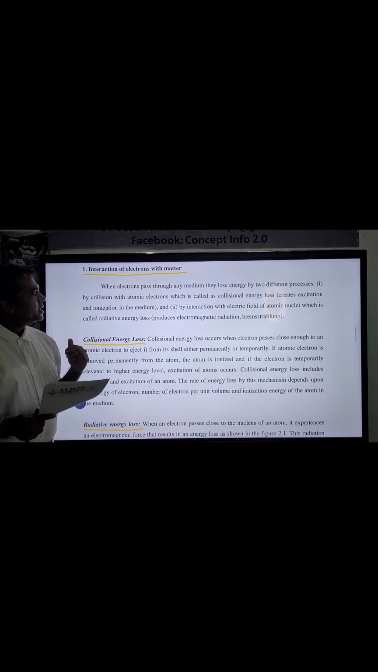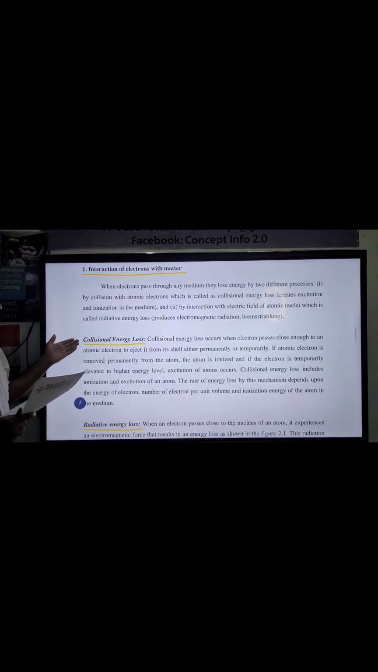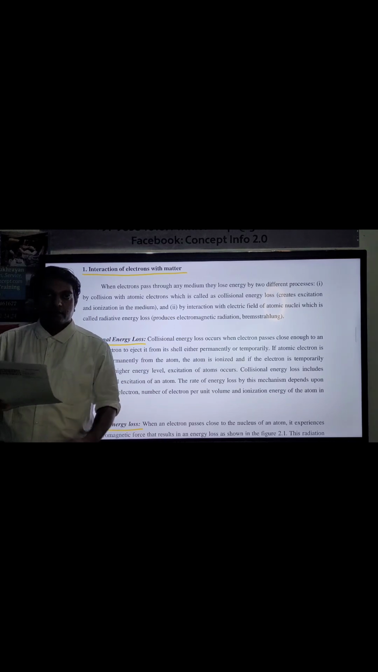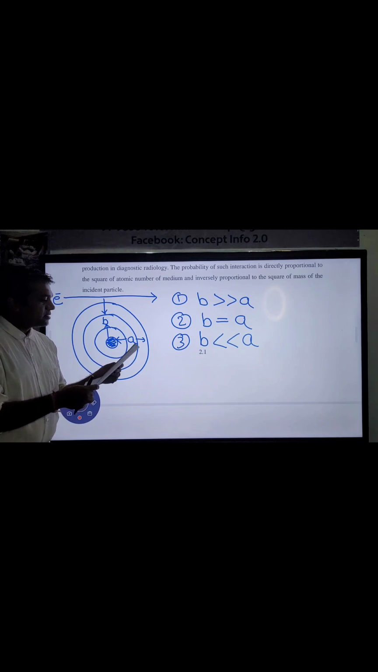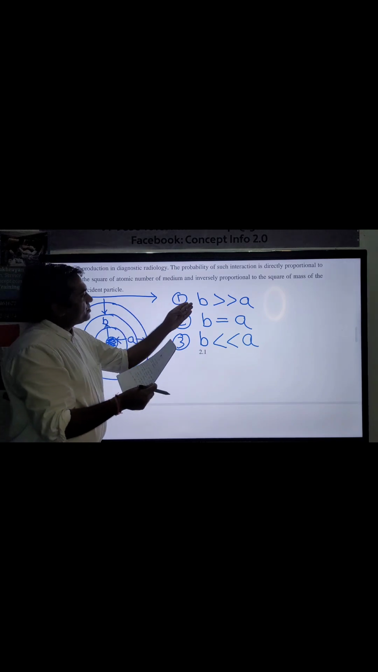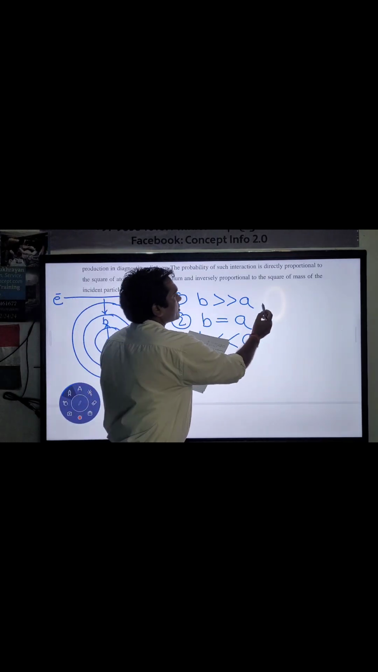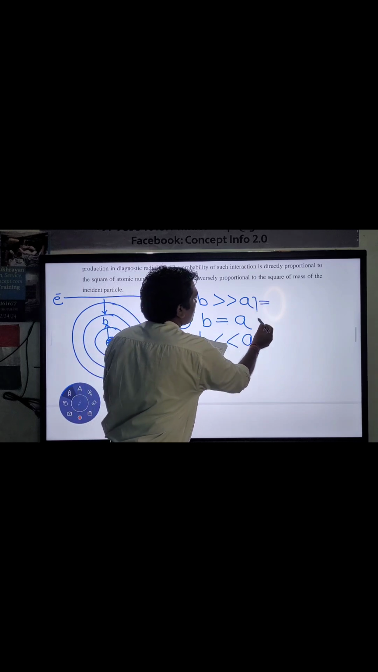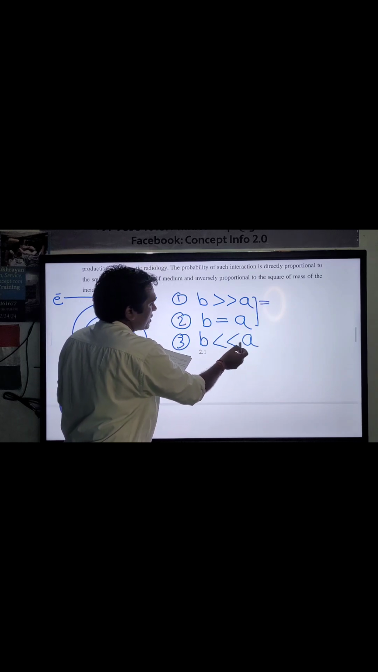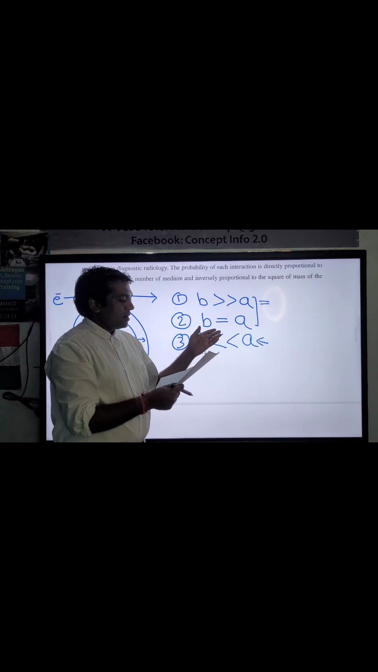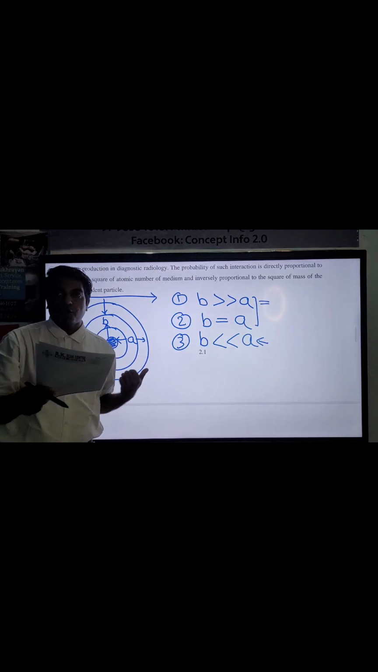Interaction of electron with matter: there are 2 types of energy losses, collisional energy loss and radiative energy loss. I will describe this by taking A as the radius of the atom and B as the distance at which the electron is traveling. If B is greater than A, this is collisional interaction. If B is equal to A, then also the same. If B is less than A, it is radiative interaction, like this. Collisional interaction also has 2 types, hard and soft.